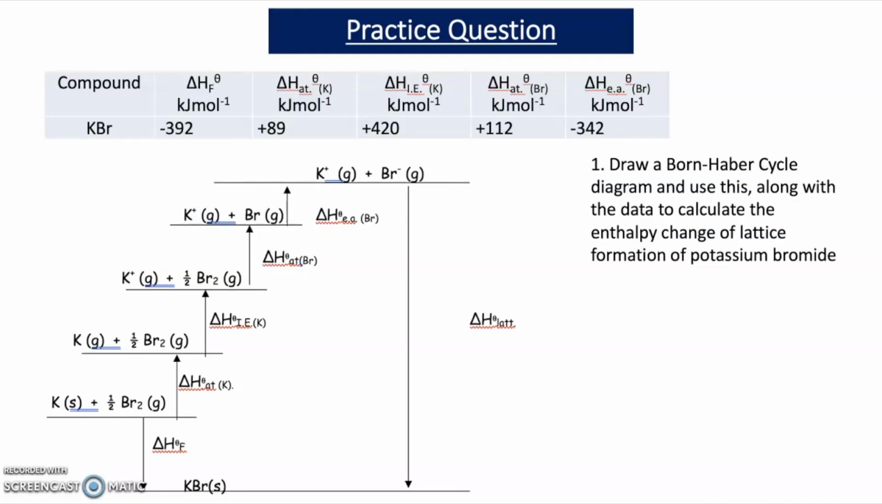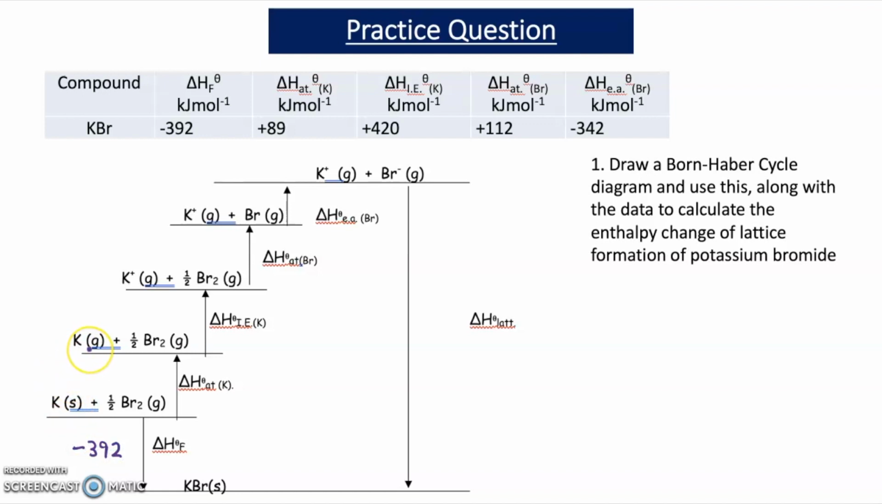So the first thing you have to do to answer this question is draw a Born-Haber cycle diagram. So I've drawn this for potassium bromide. You can see that I have delta HF, where I have K solid plus half Br2 gas forming KBr, and that has a value of minus 392.